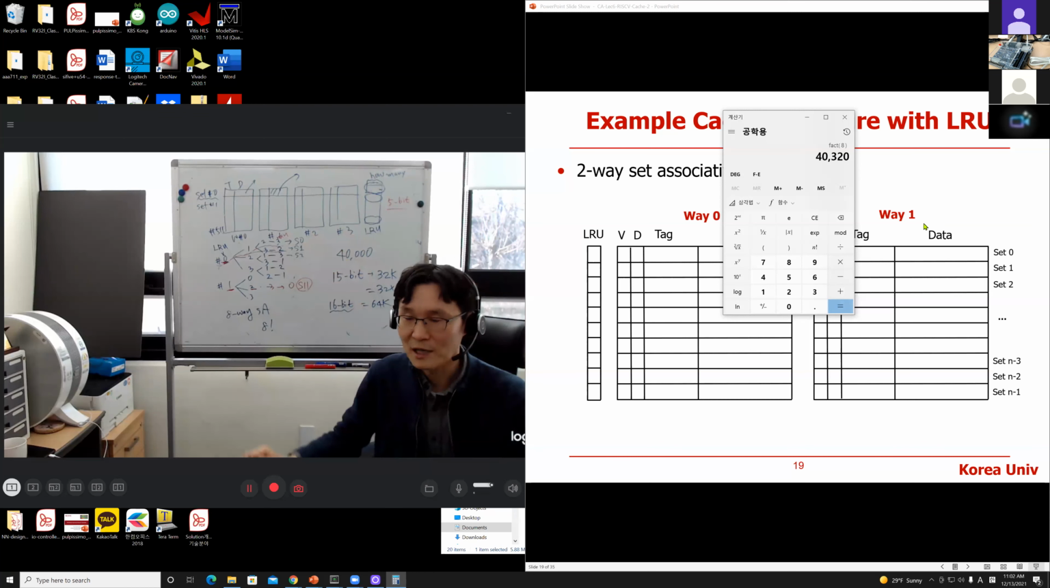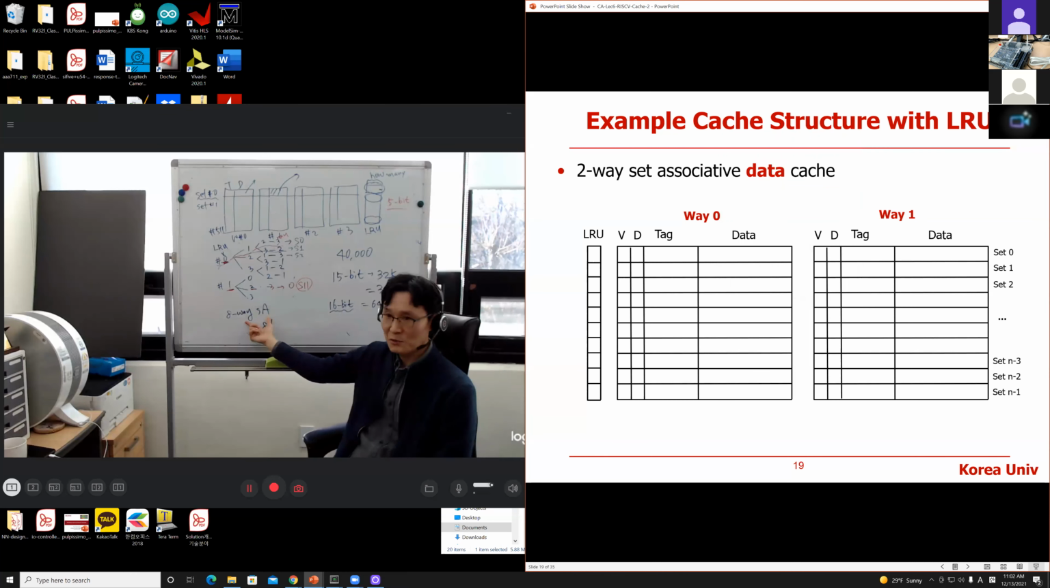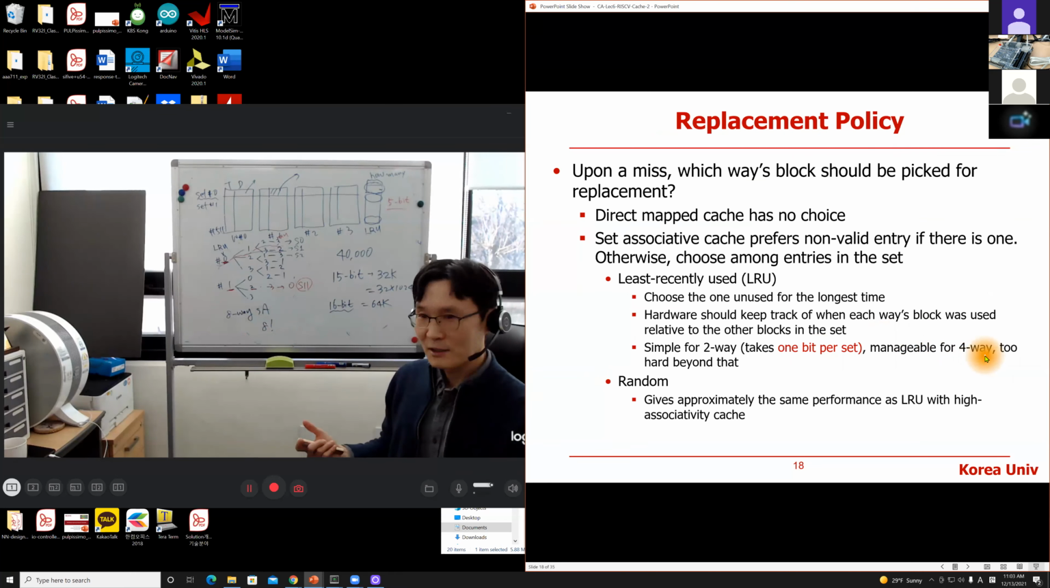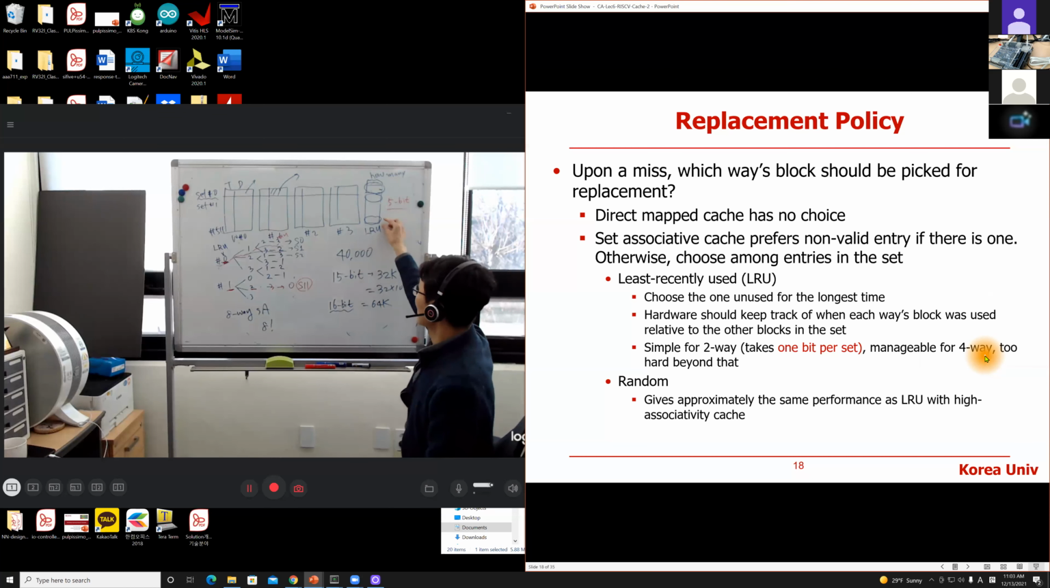So, implementing LRU for 4-way set associative, I wouldn't say it is impossible, but do you want to design it actually? No, right? I don't want to design LRU. So it is simple for 2-way set associative, probably manageable. For 4-way set associative, but 8-way, I don't want to design it. It is too complicated, right? And the LRU logic itself is going to be huge, probably bigger than the actual cache.